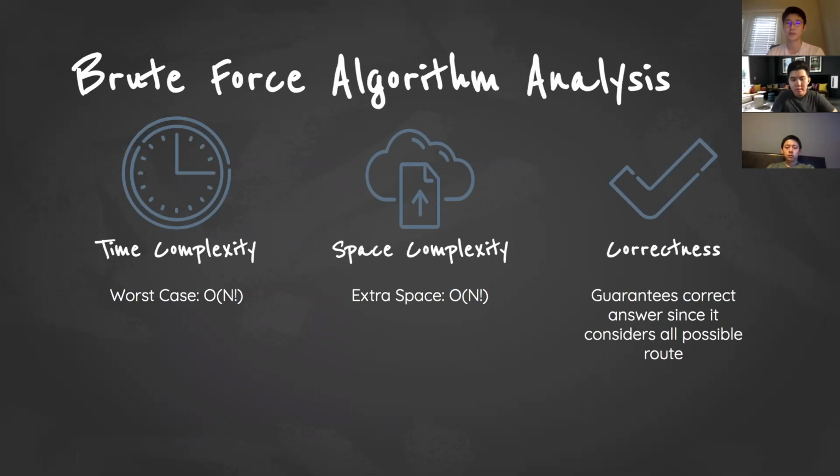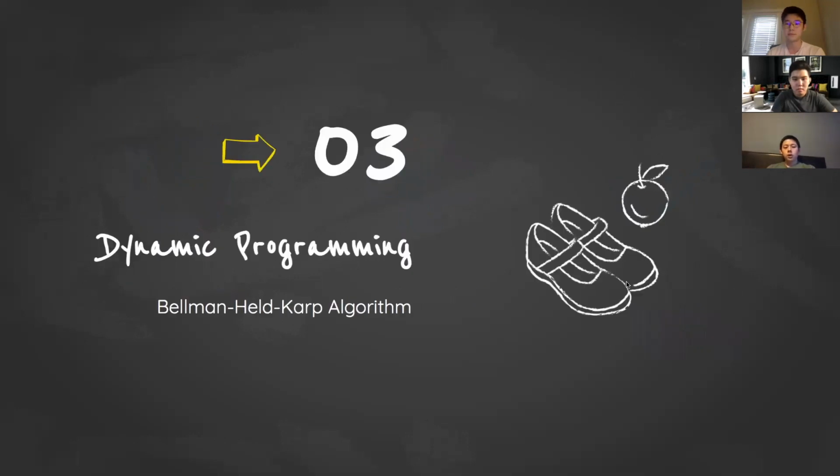This is because we're measuring all the possible routes and storing each route, so you get O of n factorial. And it guarantees correctness since it goes through all possible routes, but this is very inefficient when n gets larger and larger.